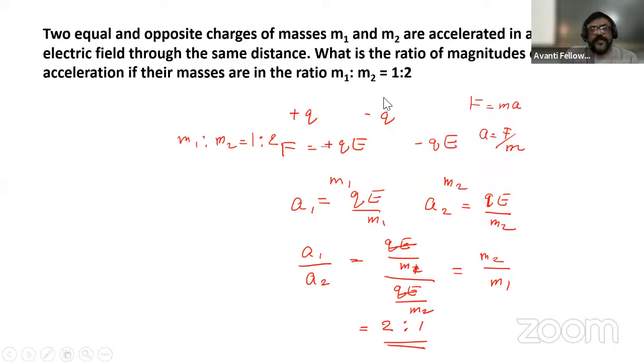So keep it in your mind. You can directly write when you see 1:2, you will be able to write 2:1. But this is the theory behind this particular problem. Okay. Shall we go to the next?